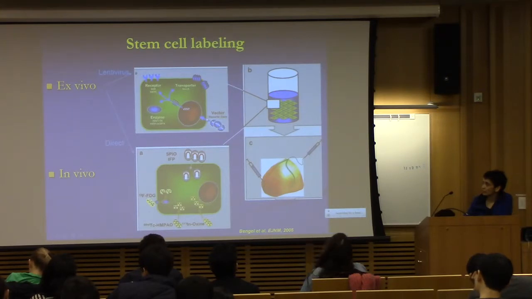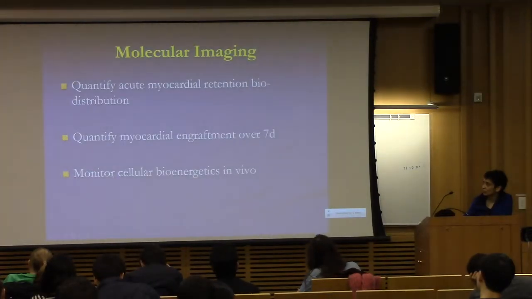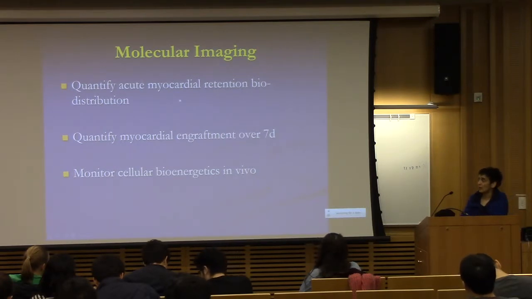And there are various ways of doing it. You can either use a lentivirus to express a protein that then allows you to image the cell, or you can directly label the cells with nanoparticles or radionuclides. And there are various modalities. You can use MRI, you can use SPECT, which are both nuclear techniques, and then you can use optical imaging or bioluminescence. The ideal thing is you want to look at the amount of cells that survive in the heart, the amount of them at 1 hour following transplantation, at 7 days, and longer.